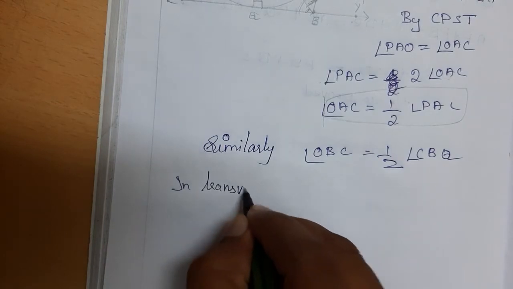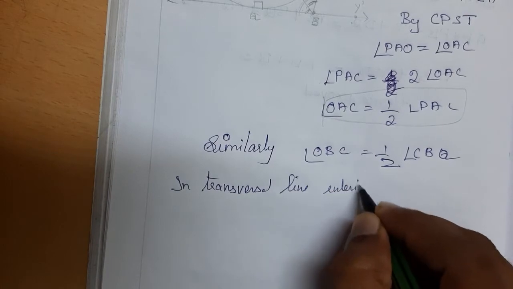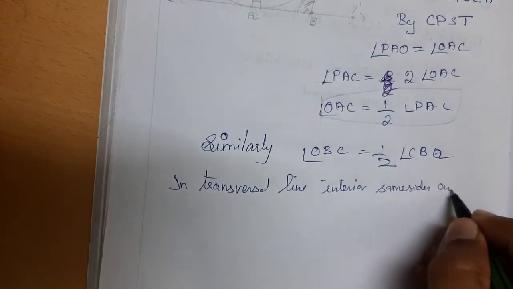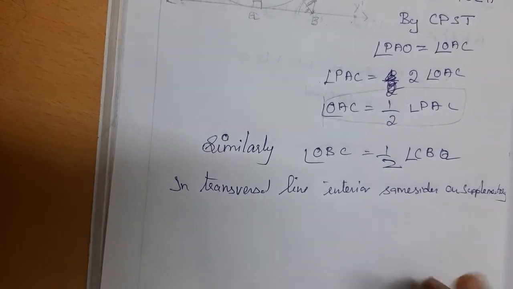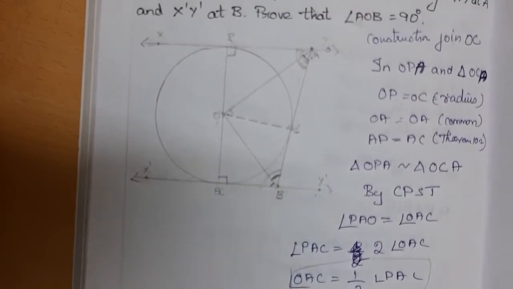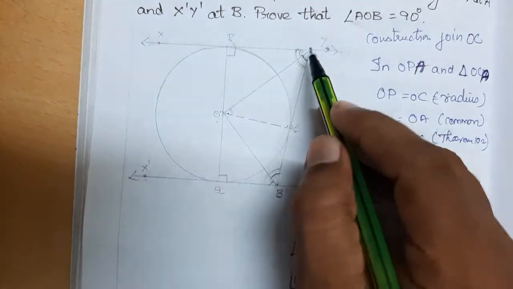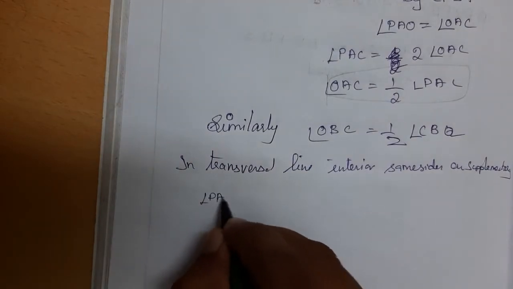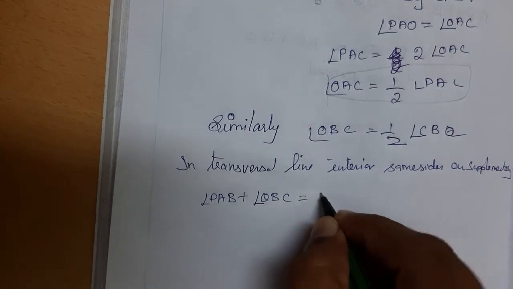In a transversal line, interior same sides are supplementary, right? So what is this interior here? This side, PAB and QBA, right? Angle PAB plus angle QBC is equal to 180 degrees.